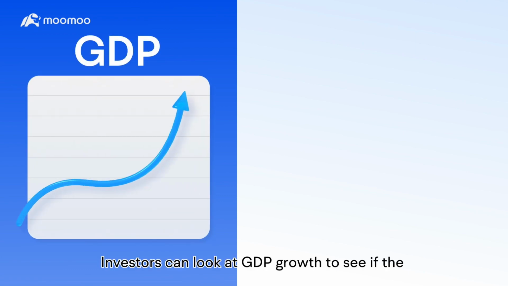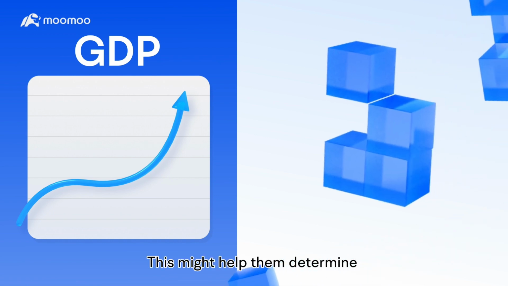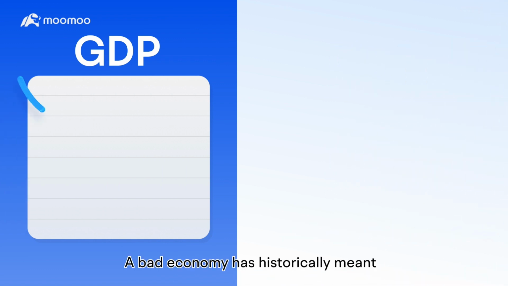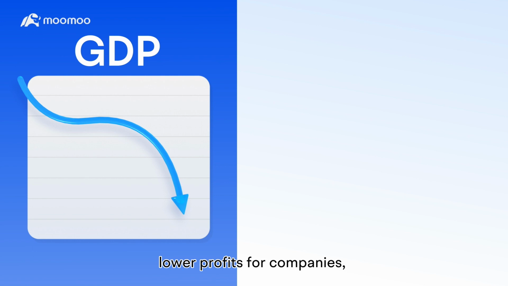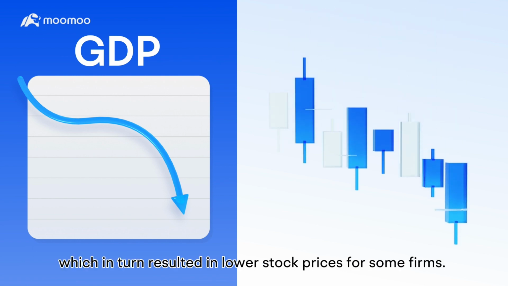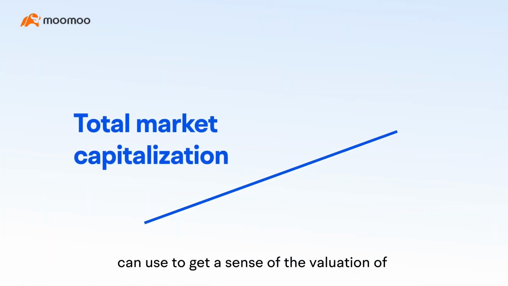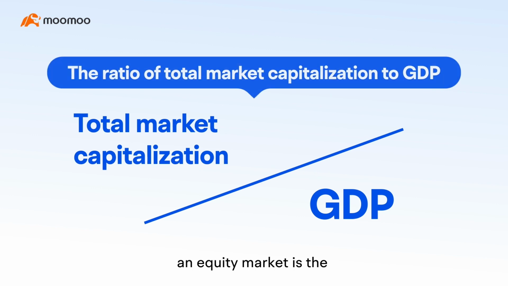Investors can look at GDP growth to see if the economy is changing rapidly. This might help them determine if it is appropriate to make adjustments to their asset allocations. A bad economy has historically meant lower profits for companies, which in turn resulted in lower stock prices for some firms. One interesting metric that investors can use to get a sense of the valuation of an equity market is the ratio of total market capitalization to GDP.